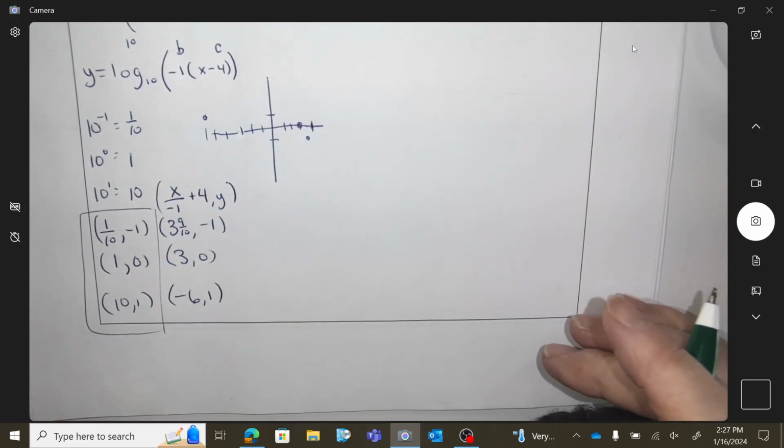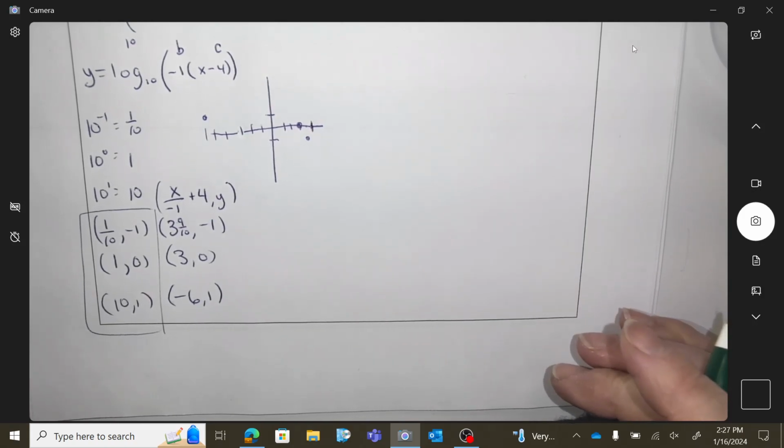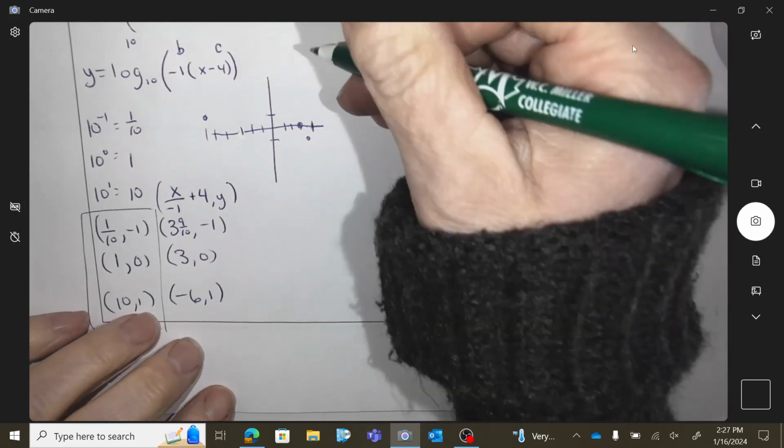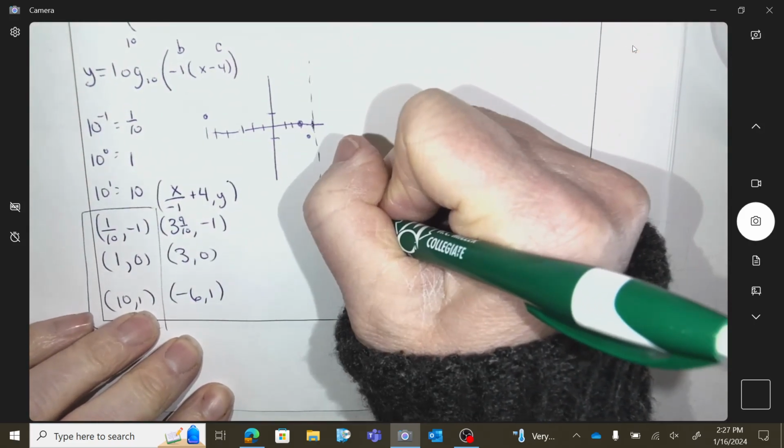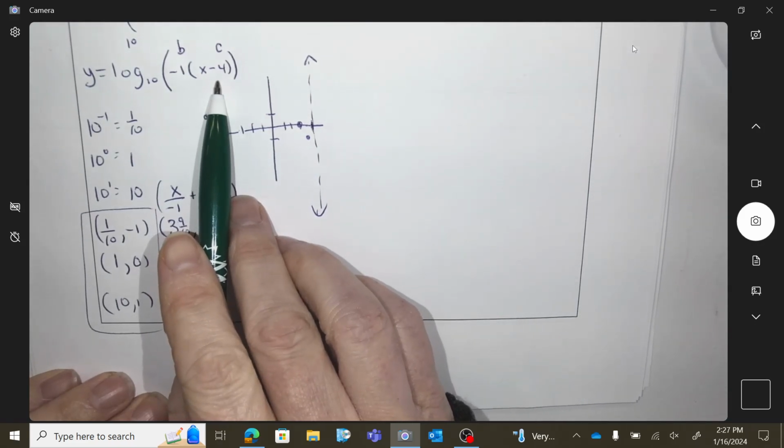Does anybody know what a log shape should look like? What about the asymptotes of it? Asymptotes are vertical. This one has transformed to the right 4.